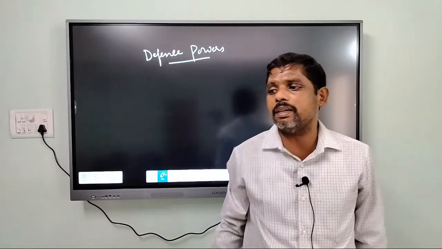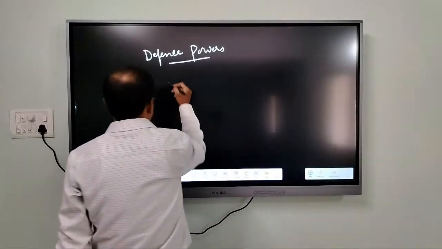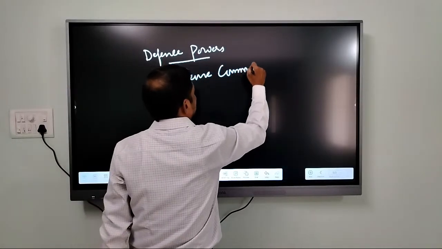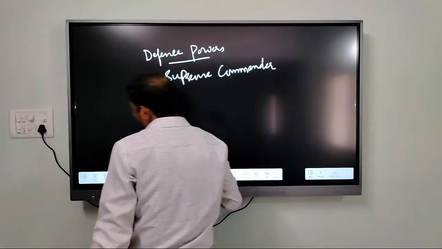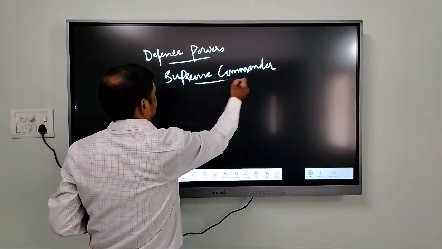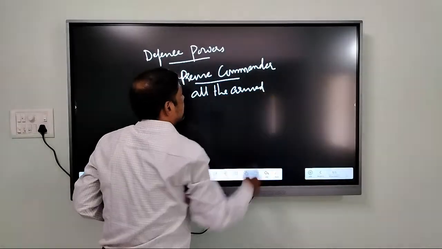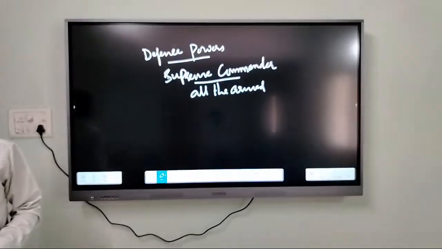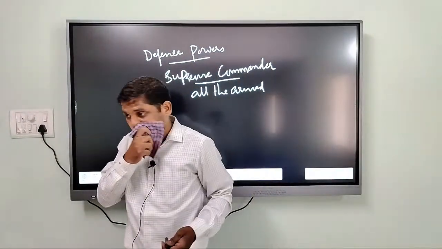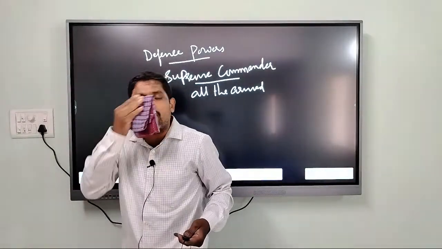Alright, so remember, President of India acts as Supreme Commander of Armed Forces. It is the President who is the Supreme Commander of Armed Forces. That means all the armed forces are placed under President of India. So as a Supreme Commander of Armed Forces, the President of India can wage a war, right?